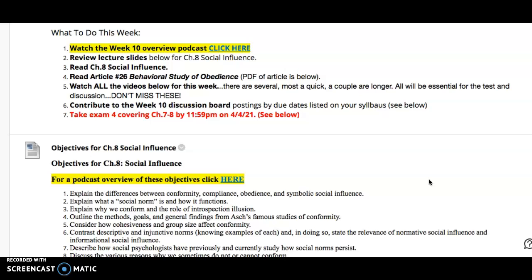So Milgram, his main area of research was in the area of obedience and conformity, following kind of the footsteps of Solomon Asch. There are several videos this week. Most are quick, a couple are longer. All are going to be essential for the test and for discussion, so don't miss these. I can't stress that enough.